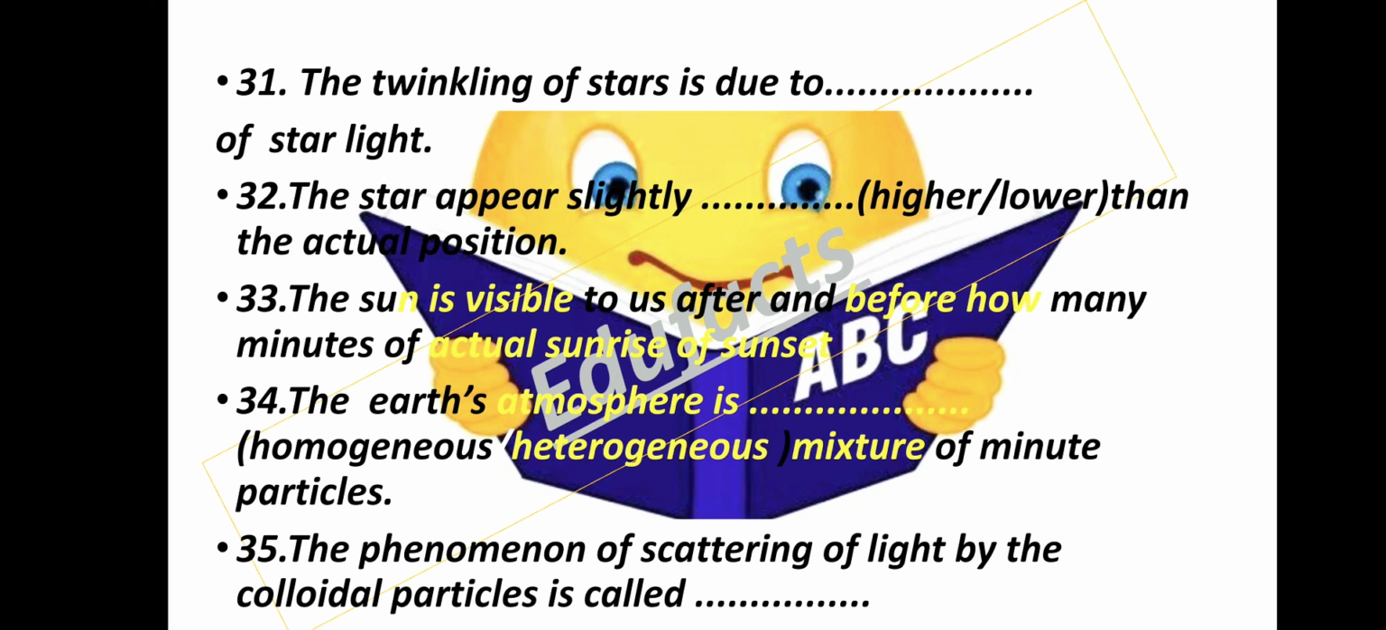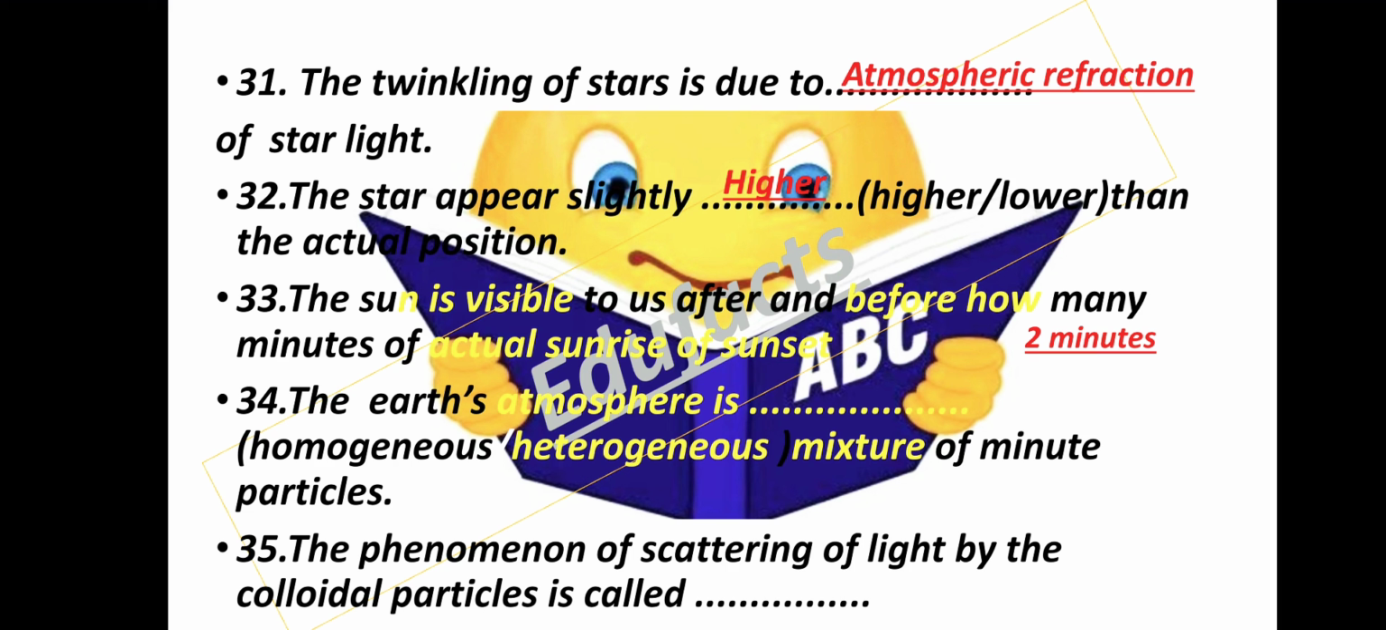Question number 31. The twinkling of stars is due to dash of starlight. Atmospheric refraction. Due to atmospheric refraction, a number of phenomena take place in our surroundings. Twinkling of stars is one of them. Question number 32. The star appears slightly dash than its actual position, that is, higher. This is also due to atmospheric refraction. The sun is visible to us after and before how many minutes of actual sunrise or sunset? That is a 2-minute difference.